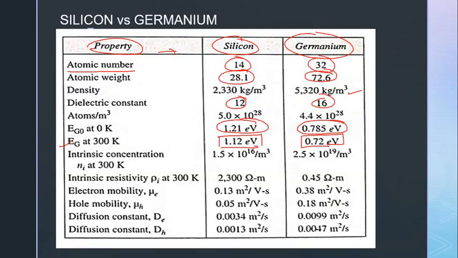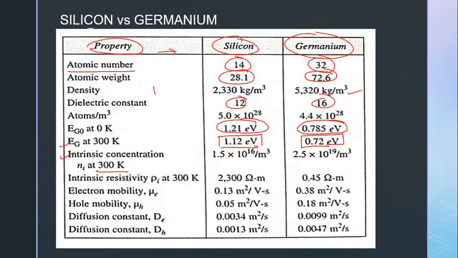Intrinsic concentration, that is Ni, at 300 Kelvin: for silicon it is 1.5 into 10 power 16 per meter cube, and for germanium it is 2.5 into 10 power 19 per meter cube. This intrinsic concentration is sometimes expressed in terms of centimeter cube also.